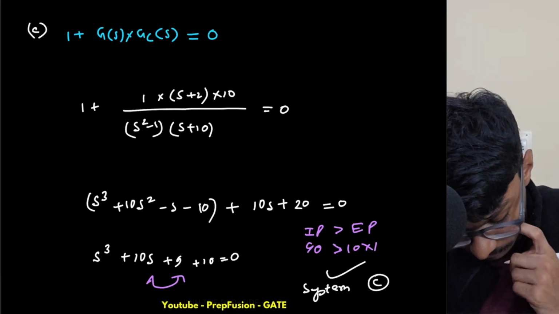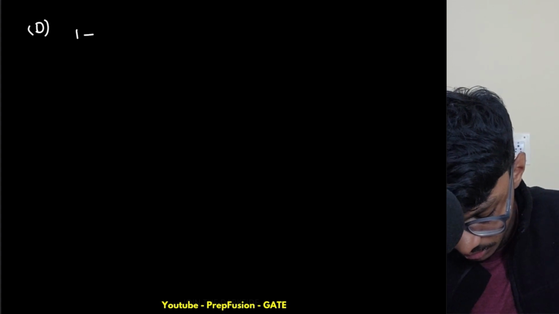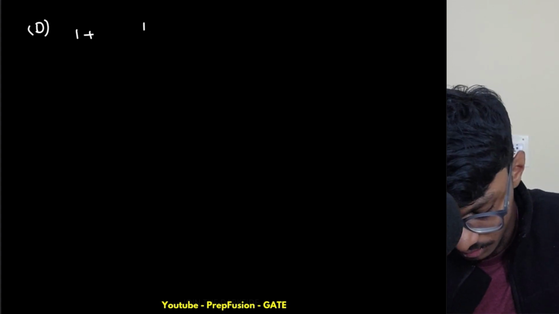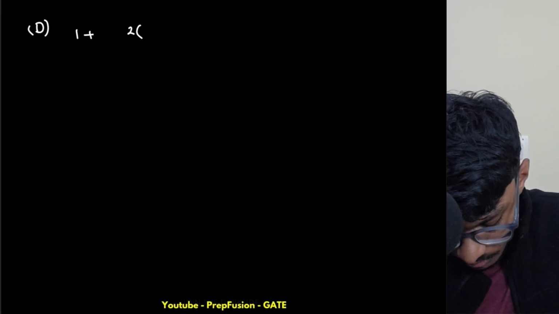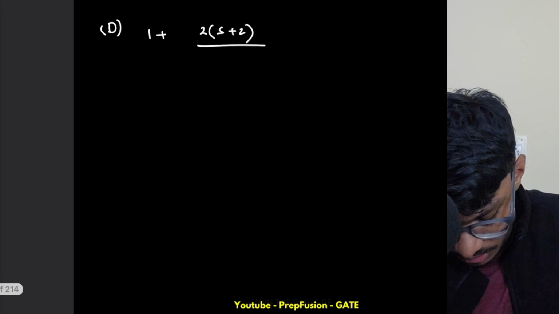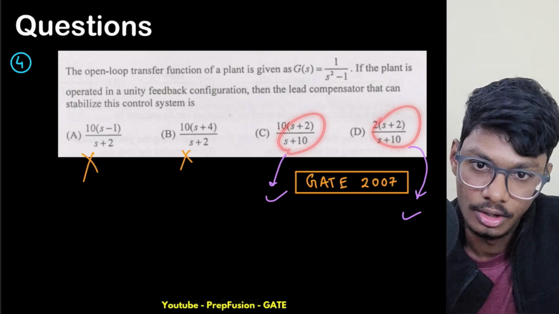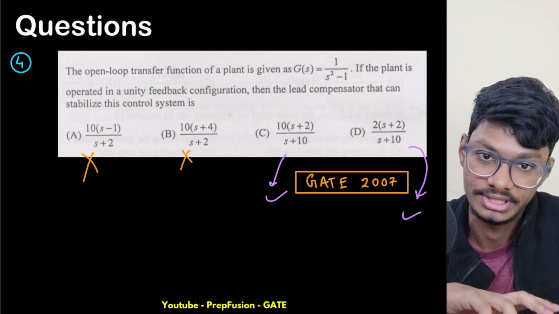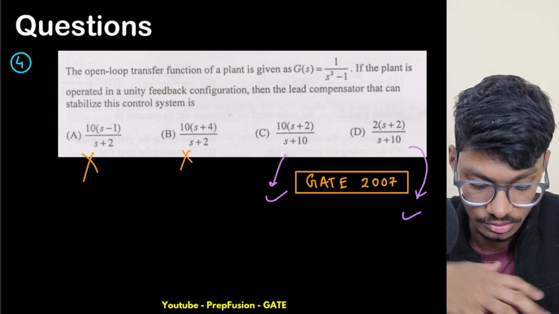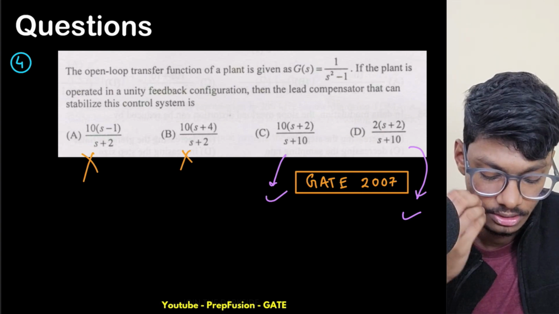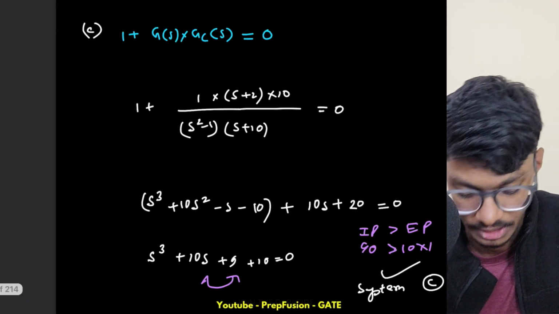So, D option, use the same thing only. This will be 2 times s plus 2, s plus 2 and s plus 10. So in this case what we are observing is that the location of zeros and poles are the same, but if I change the controller gain, then also things can happen. Then also it cannot stabilize the system. That is also important. The controller gain is also an important parameter here.